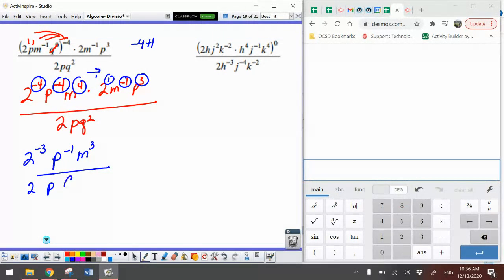Okay, I'm getting closer. Okay, so at this point, we need to move some things around because I see that I have negative powers. So the 2 to the negative 3, it needs to go to the bottom and become positive. This p to the first needs to go to the bottom and become positive. So now let's look at what we have again.